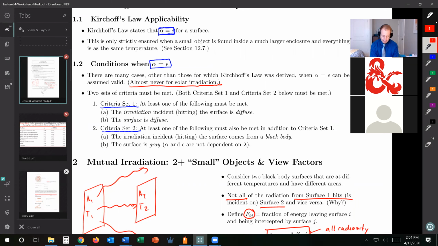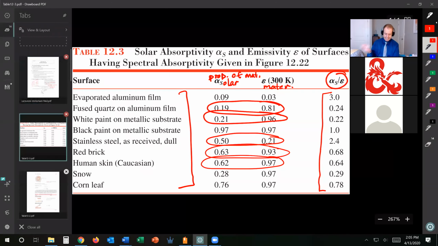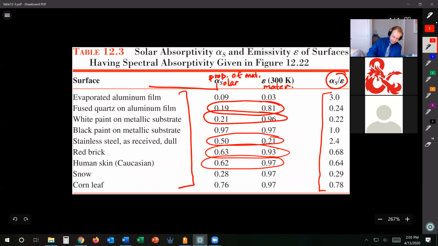Okay. Now, if you're not in solar irradiation, the best thing to do is still see if you have a table like this. If you had a table like this for whatever irradiation was coming in, if it was coming from the sky or something like that, then it would be best to use that. But we rarely have that information. No one's taken the time to experimentally measure it.